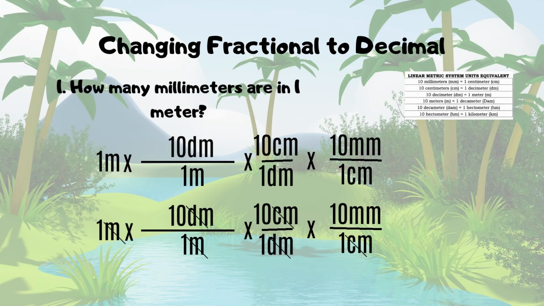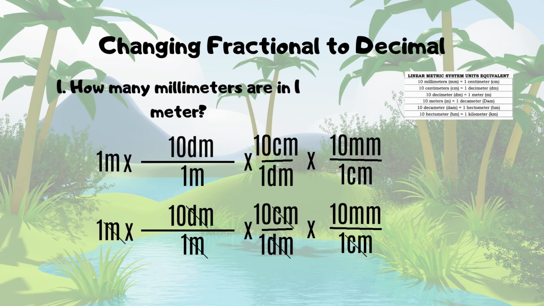For sample problems. Number 1. How many millimeters are in 1 meter? Let's start by converting 1 meter to decimeters. Since 1 meter is equal to 10 decimeters, we can make this conversion. Now, we convert 10 decimeters to centimeters. Knowing that 1 decimeter is equal to 10 centimeters, we multiply 10 decimeters by 10 centimeters per decimeter to get 100 centimeters.